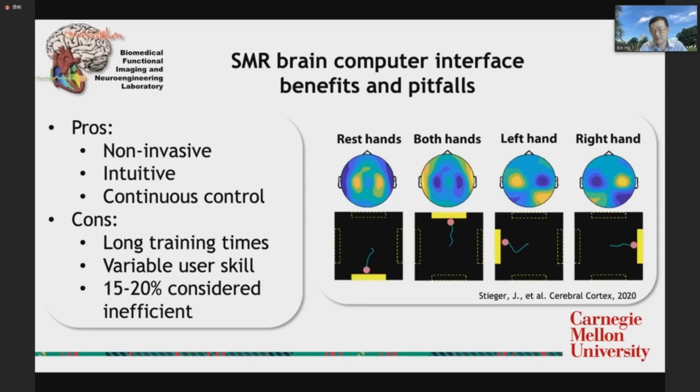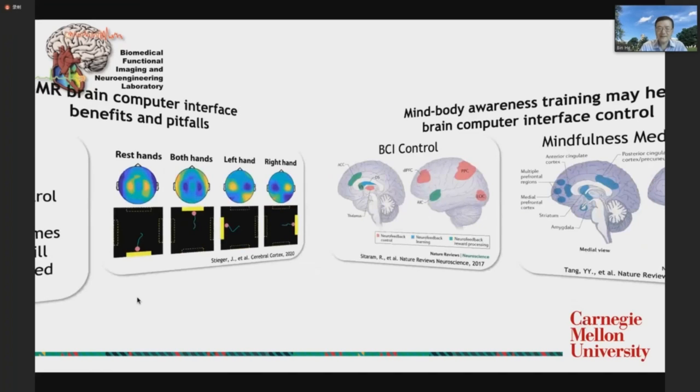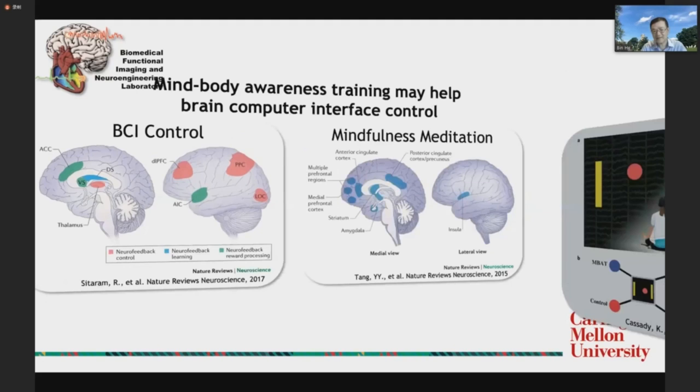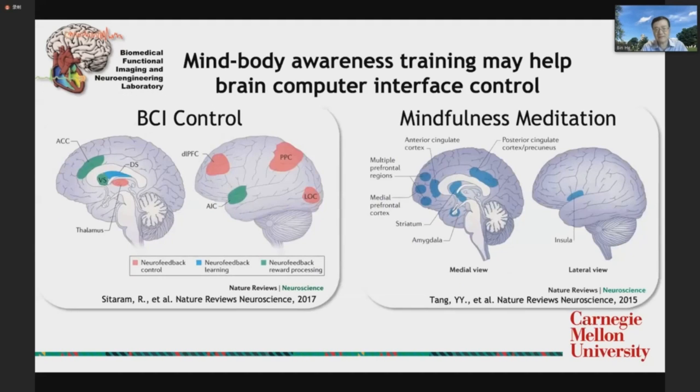So from there, we started to ask whether meditation plays a role in enhancing BCI skill. Here is actually a theoretical backup, even though it's not direct. On the left side are the brain regions considered important in neurofeedback control, neurofeedback learning, and neurofeedback reward processing.